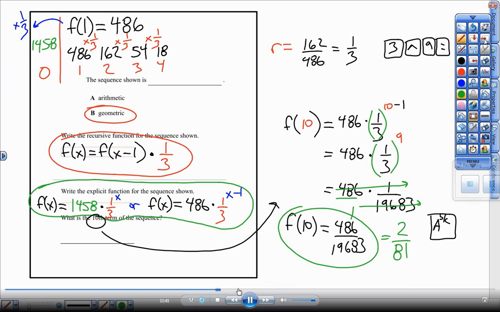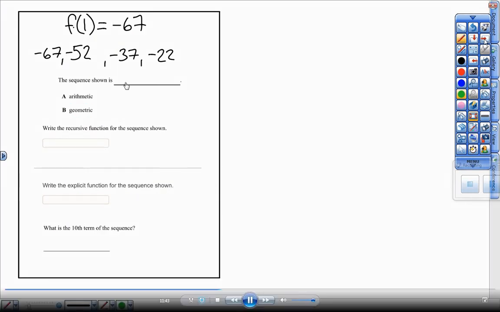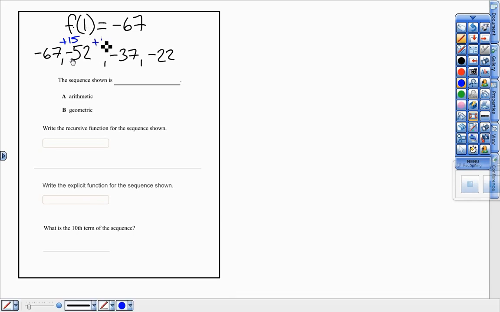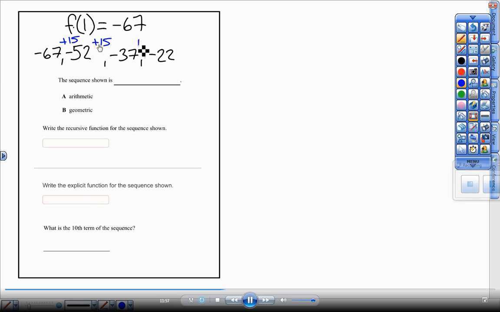Next one is arithmetic. This one here, I am going down in negative quantity here. So if you just want to take 52 minus 67, you'll get the number 15, which means I'm adding 15 to these negative numbers to make it go smaller. Negative 67 plus 15, 15 positives, 15 negatives cancel, leave me excess negatives.